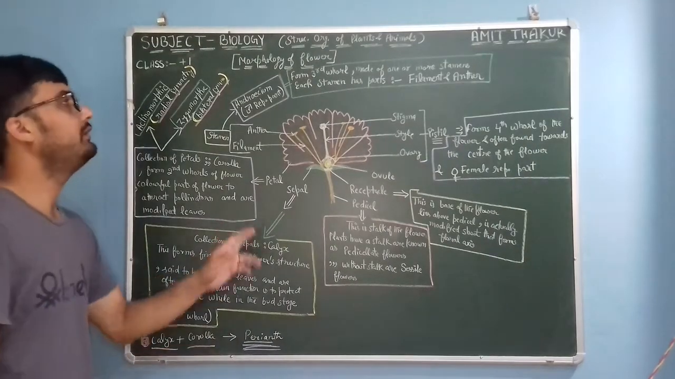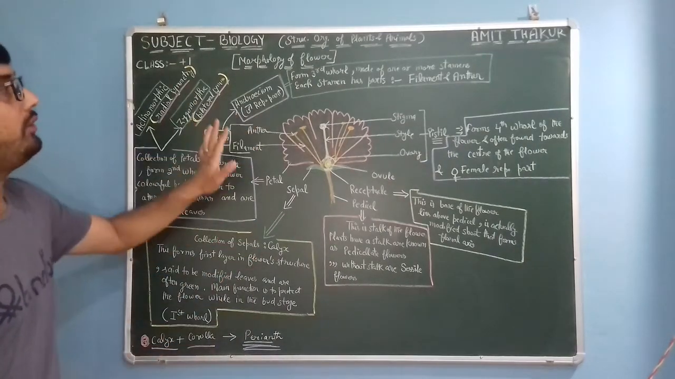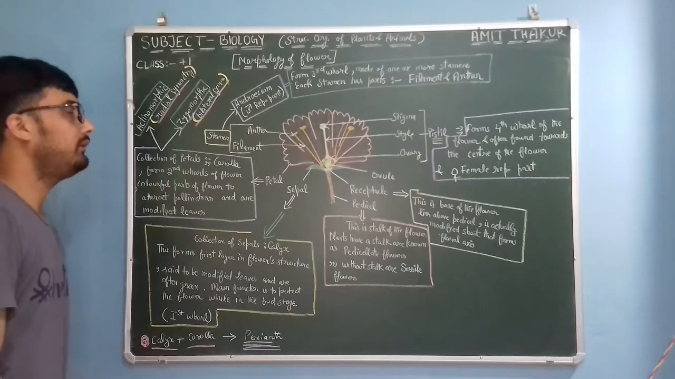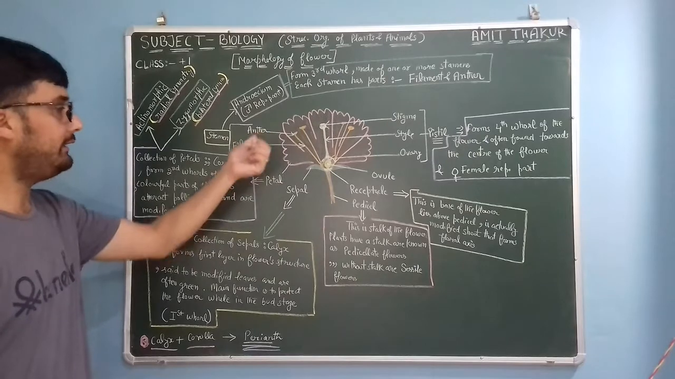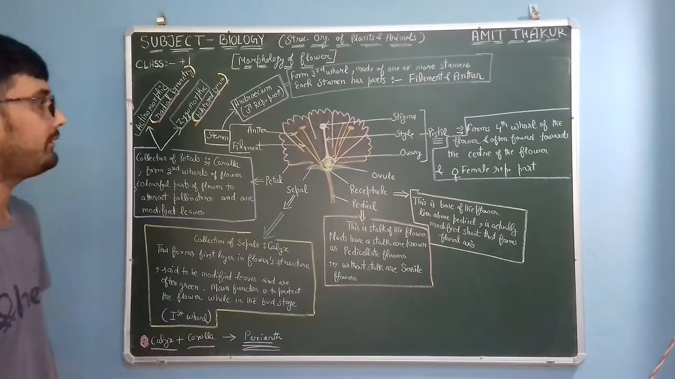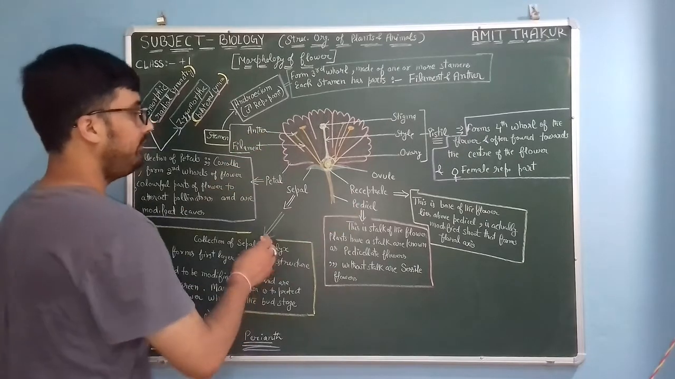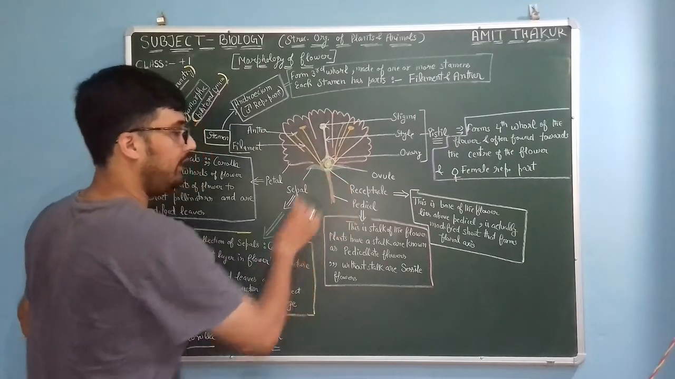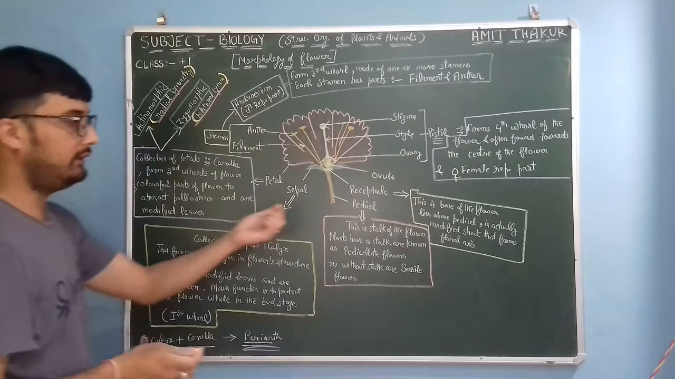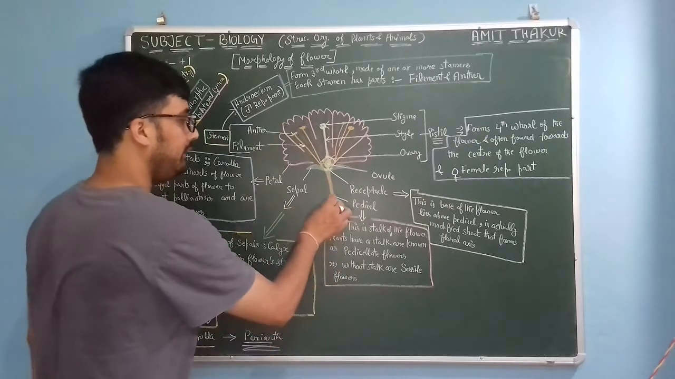Good morning, students. Today we are going to discuss the morphology of flower. Okay, so this is a diagram of a flower, and these are the different parts of the flower. Let's discuss. This is the pedicel. This is actually the floral axis. Okay, this is a pedicel.